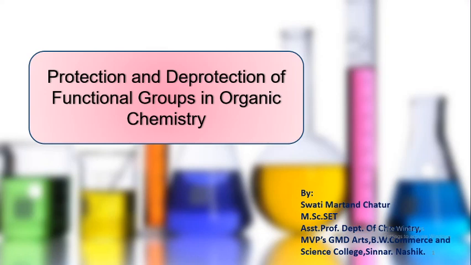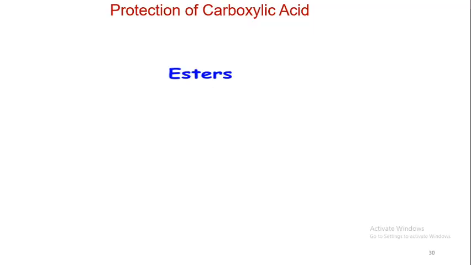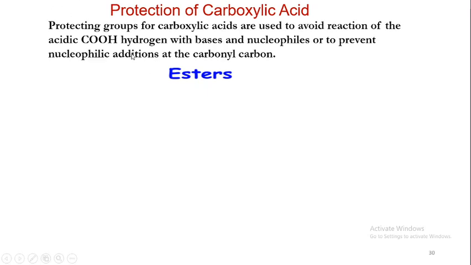In the last lecture, we have already discussed the protection and deprotection of aldehydes and ketones. Now let us discuss the protection and deprotection of carboxylic acids and amines. Acid contains acidic hydrogen, therefore there is a need to protect these carboxylic acids.